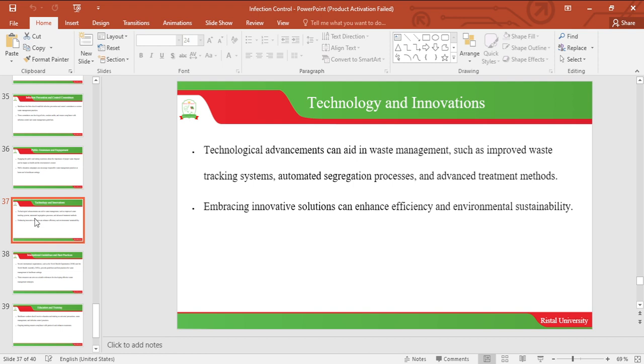Let's look at technology and innovations. Technological advancement can aid in waste management, such as improved waste tracking systems, automated segregation processes, and also advanced treatment methods. Like nowadays, there are some trucks that are responsible for carrying away the waste from the market, and there are also trucks that are responsible for emptying the waste from the sewage systems. Then this waste is supposed to be treated before it is disposed of. So embracing innovative solutions can enhance efficiency and environmental sustainability.